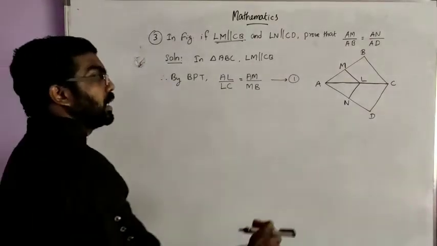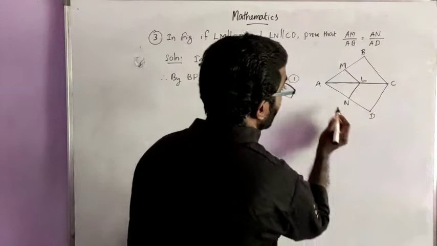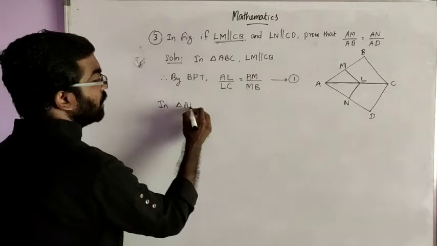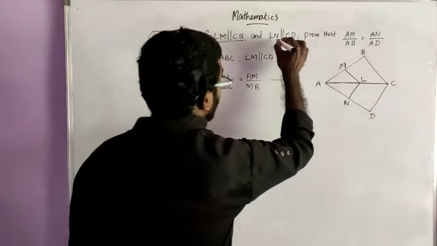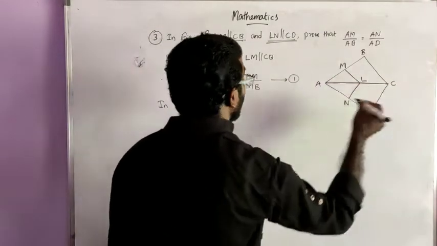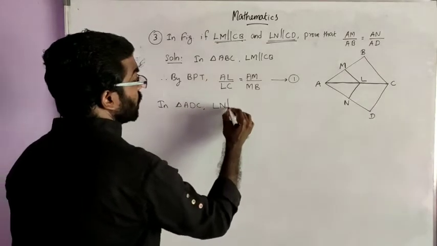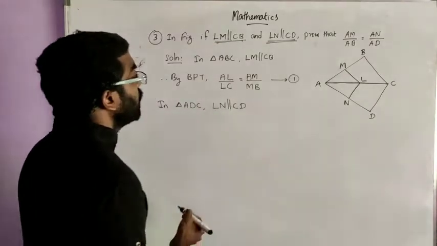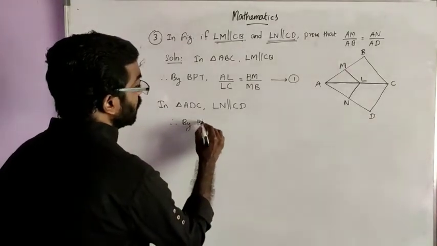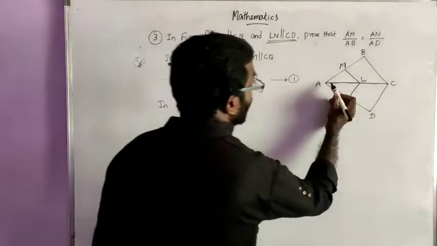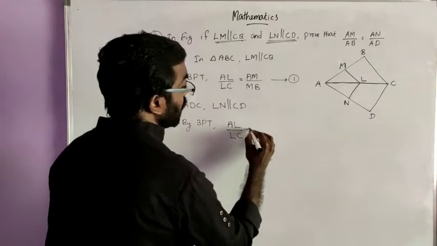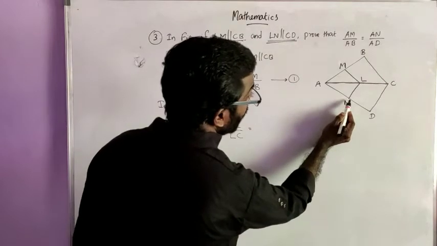Now we can take the triangle below the line AC, that is ADC. So in triangle ADC, one more condition is given: LN is parallel to CD. Here also we can apply basic proportionality theorem. Therefore, by BPT, we can write AL by LC equal to AN by ND.